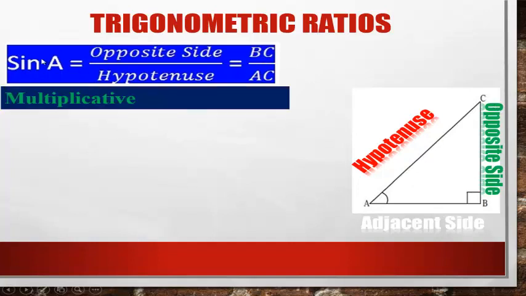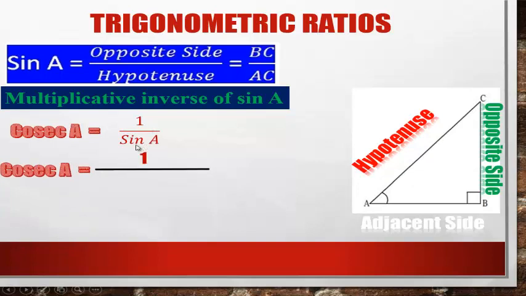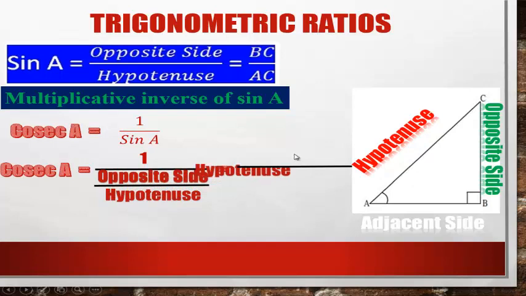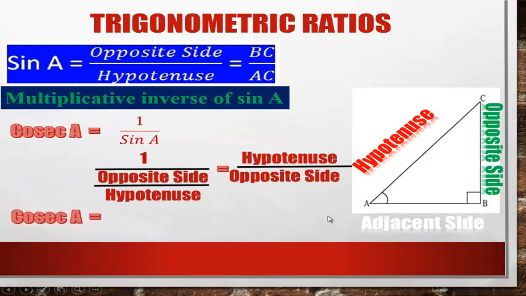The multiplicative inverse of sin A is called cosecant A. That is, cosecant A equals 1 by sin A, that is 1 by opposite side by hypotenuse. The denominator goes to the numerator and the numerator goes to the denominator. Therefore, cosecant A is hypotenuse by opposite side, that is AC by BC.